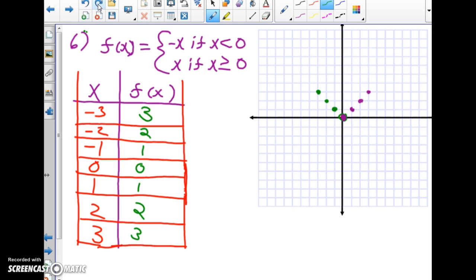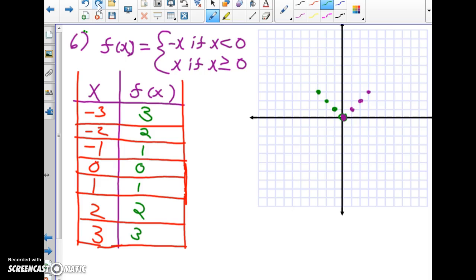Okay, let me ask you something. Once you put all those points on the graph, what does that look like? It looks like a V. Here's what you're learning. When you graph an absolute value equation, it always looks like a V. It's always a V. Okay, we understand?